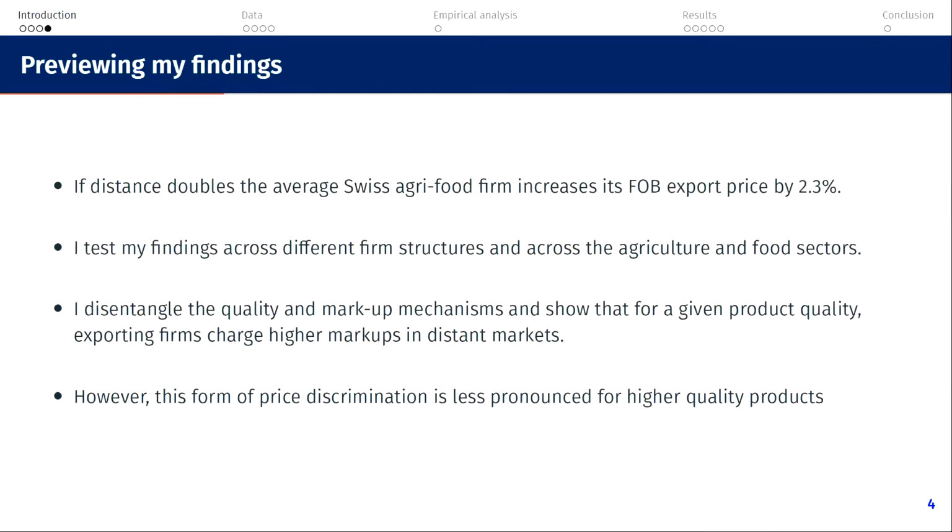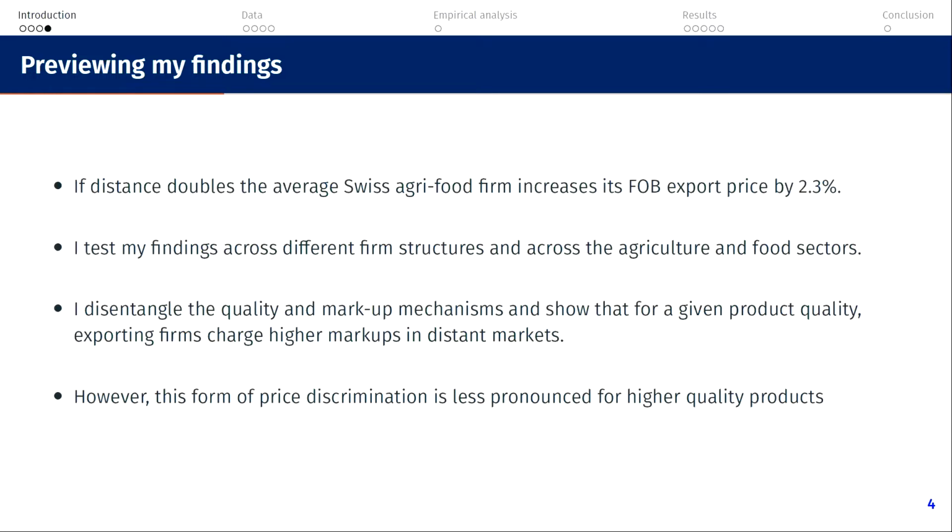So to preview my findings, I show that if distance doubles, the average Swiss agri-food firm increases their FOB export prices by 2.3%. And I also test my findings across different firm structures and then across the agriculture and food sectors.